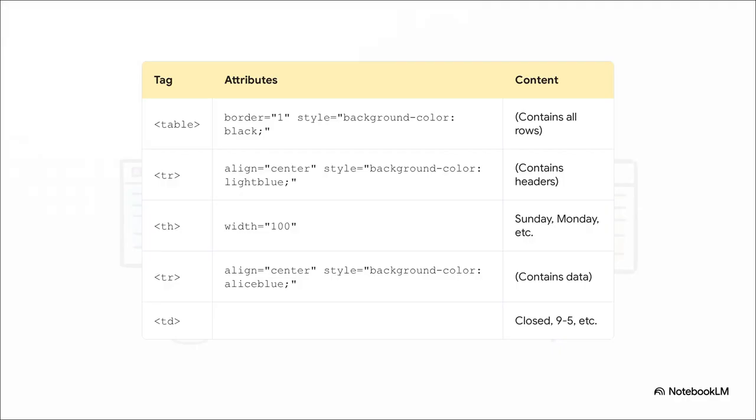So let's just do a quick recap of everything we built. We have our main table tag that sets the border and the background. Inside that, we've got 2 TR rows. Each one is centered and has its own background color. And then finally, the TH and TD tags are sitting inside, holding all of our actual content.